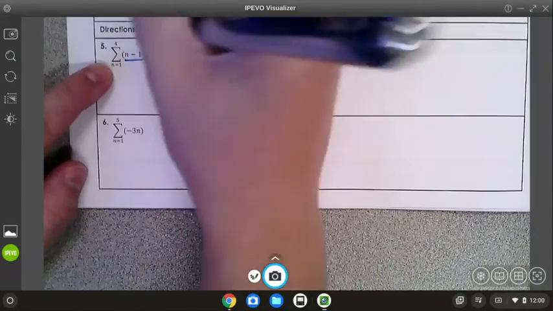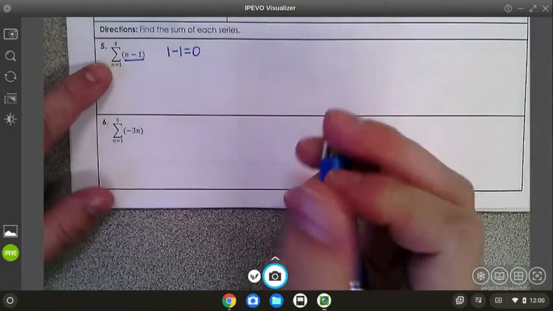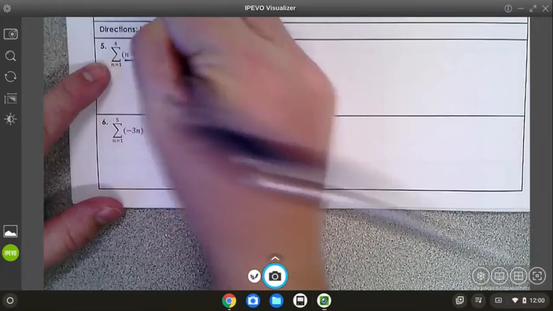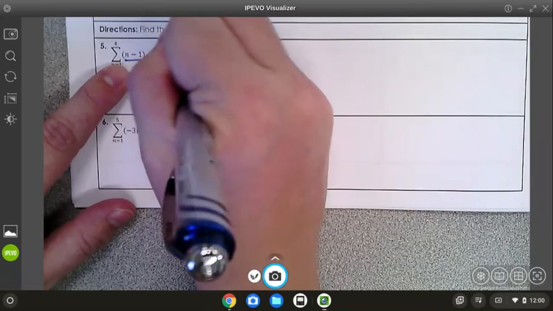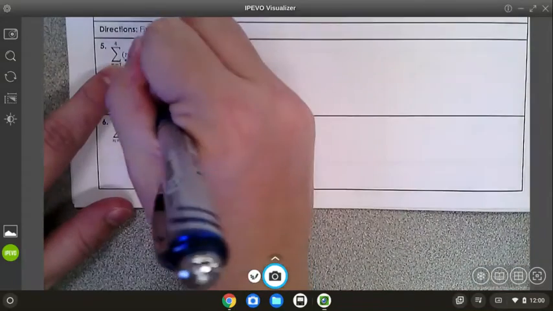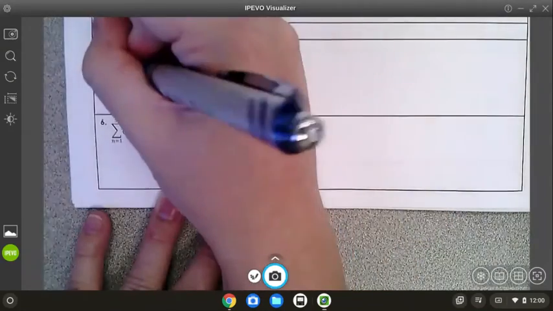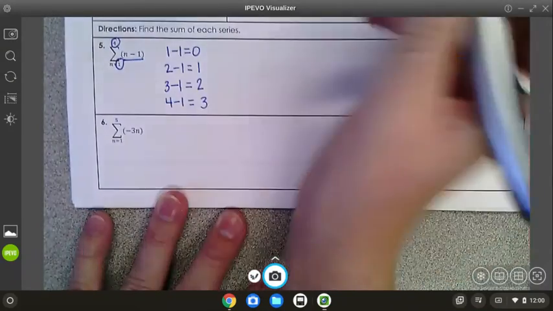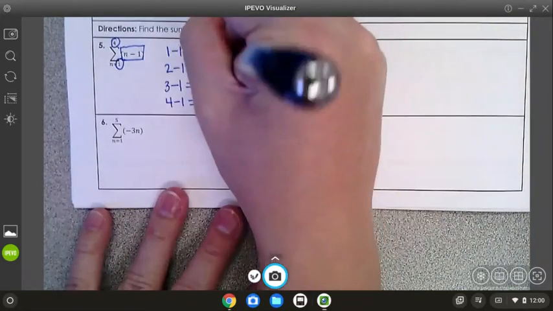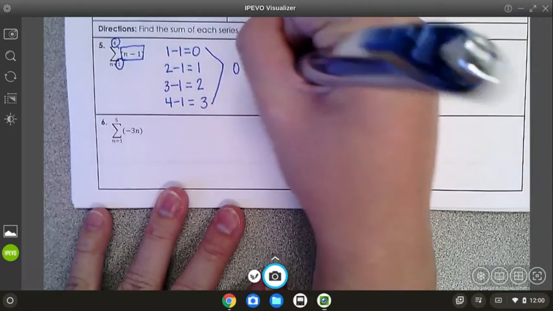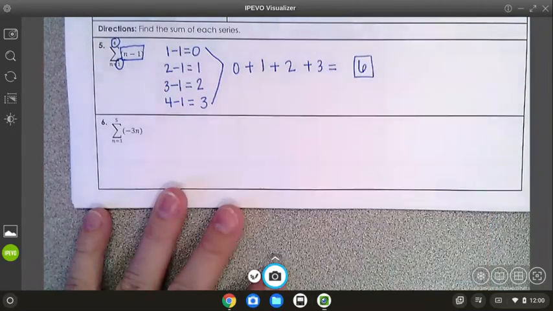So if we plug in 1, we get 0. If we plug in 2, we get 1. If we plug in 3, we get 2. And then 4, we get 3. So notice I plugged in numbers 1 through 4 into this formula. And now we're going to find the sum. 0 plus 1 plus 2 plus 3 equals 6.